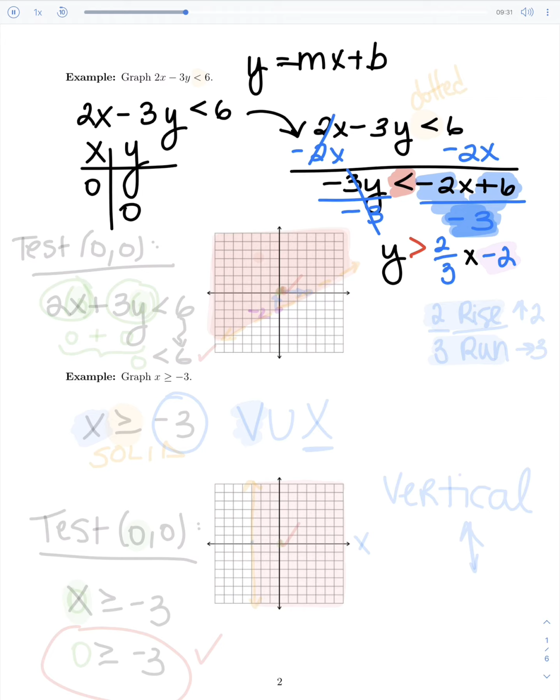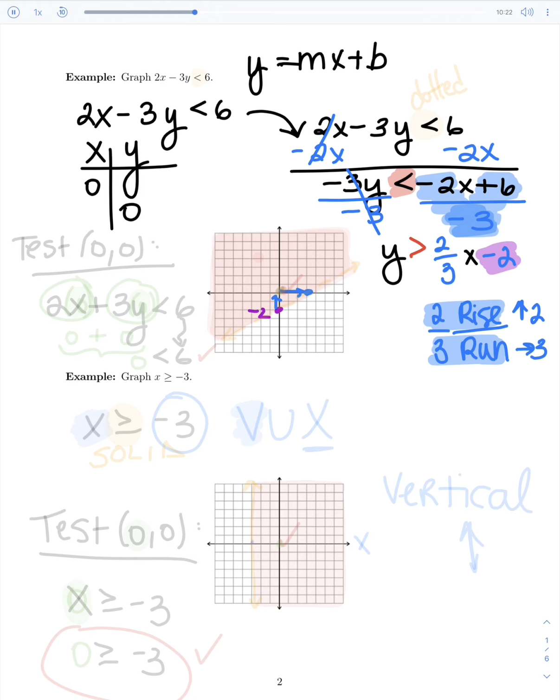How do I graph it? Well, remember, I want to start out with my y-intercept, my b first, which is negative 2. So I'd start down here at negative 2. And then I'd use my slope, which is positive 2/3 as my rise over my run. And what that would tell me to do is to go up 2 and, because it's positive, and my run is also positive, to go right 3. So go up 2 and right 3.